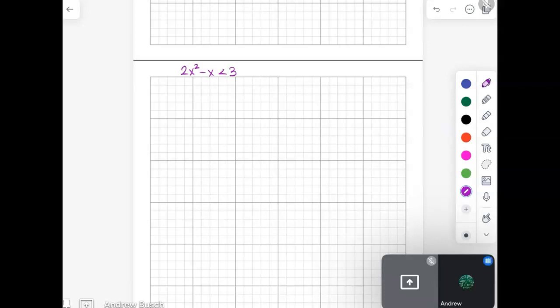In this example, we're solving a quadratic inequality. In order to test values to see what works, first we have to make sure that one of the sides equals 0. So first thing we're going to do is subtract 3 from both sides. And make sure your quadratic is written in descending order.